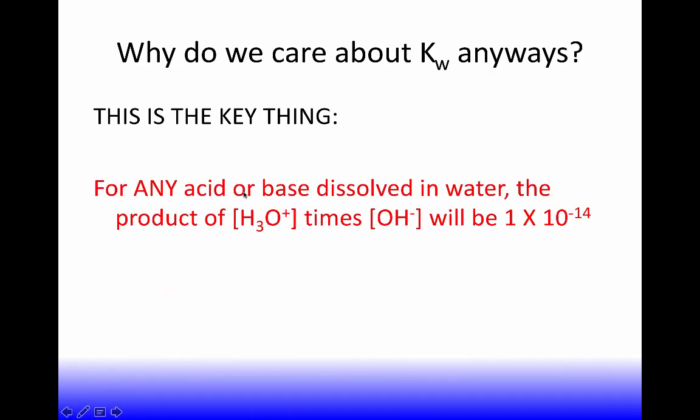Now, here's the key thing. For any acid or base that we dissolve in water, within a big range, if we dissolve some acid, you'll still get the same product. So if you add some acid to water, this will go up, this will go down, but when we multiply them by each other, it'll still be 1 times 10 to the minus 14. Suppose we throw some base in some water. This will go up, this will go down, but when we multiply them together, it'll still be 1 times 10 to the minus 14. That's what they mean by ion product constant. It's a constant. So when you multiply these two together in water, you always get that.